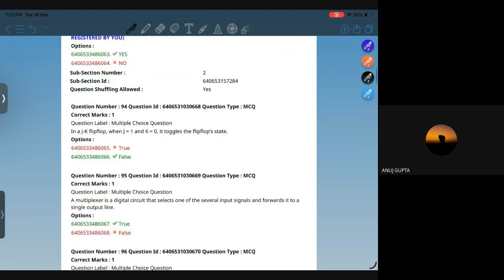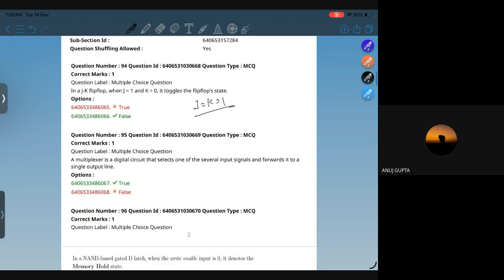So first question: in the JK flip flop, when J is 1 and K is 0, does it toggle? No, it won't. It toggles only if J and K are both 1. J equal to K equal to 1. It will toggle only here.